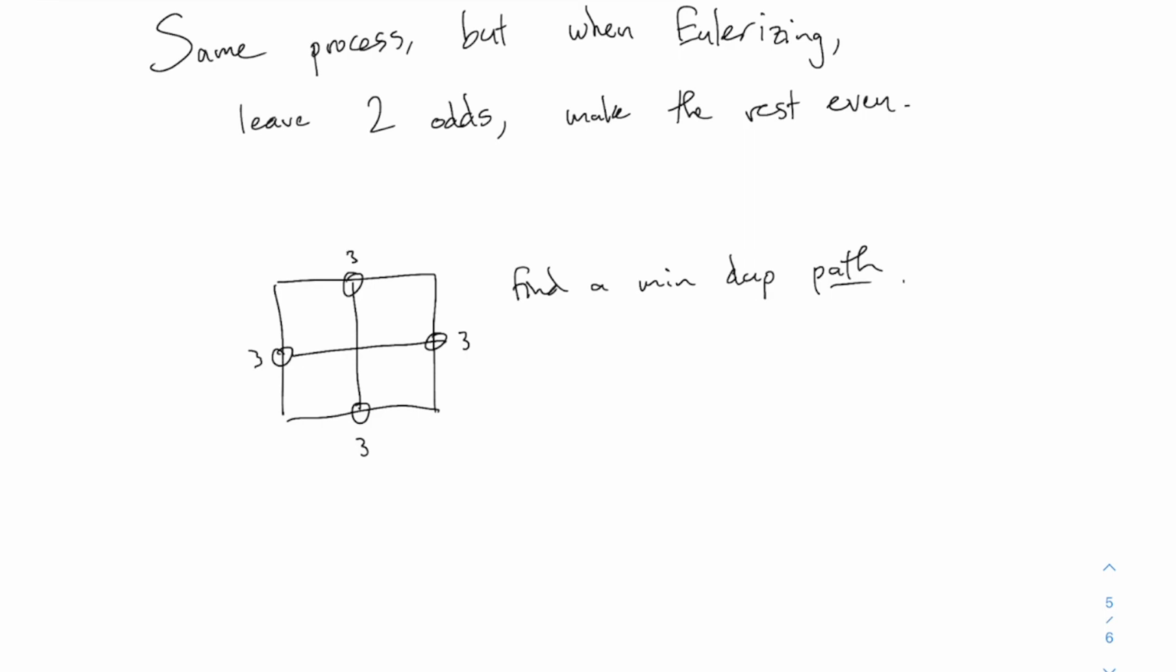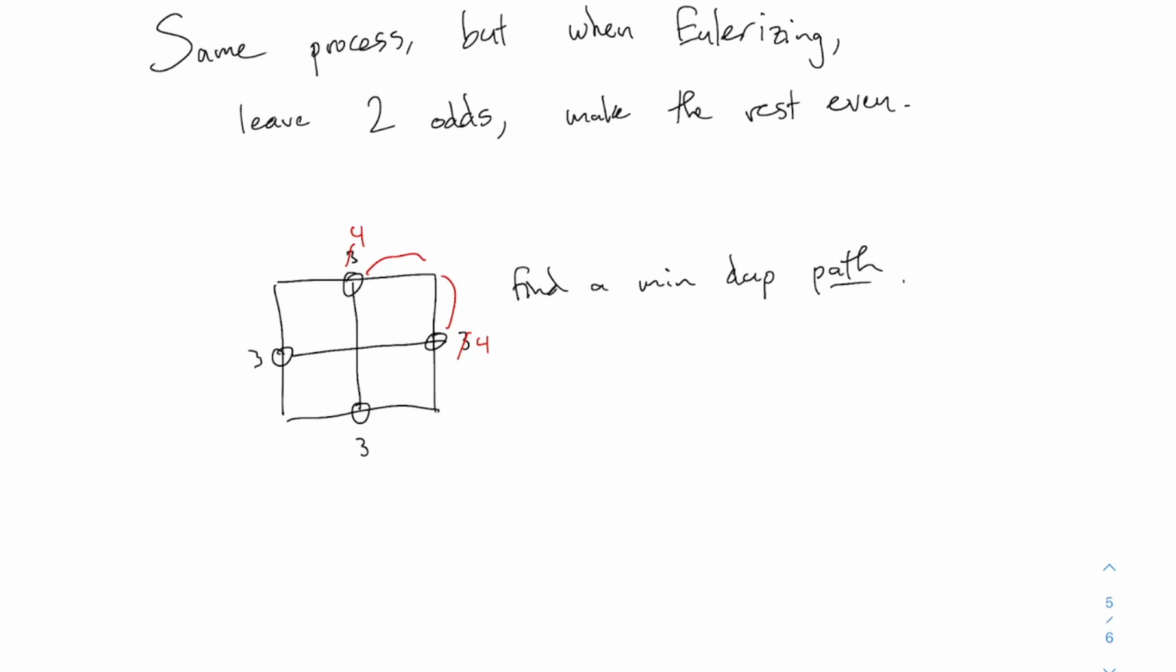So maybe I'll leave the two on the bottom left like they are, and I will add edges to sort of repair these. These are now 4s, all right? And the other 2s are 3s. I know that's not clear. All right, I'm leaving two of them odd. That's because what I'm looking for is an Euler path, which has two odds and the rest even.